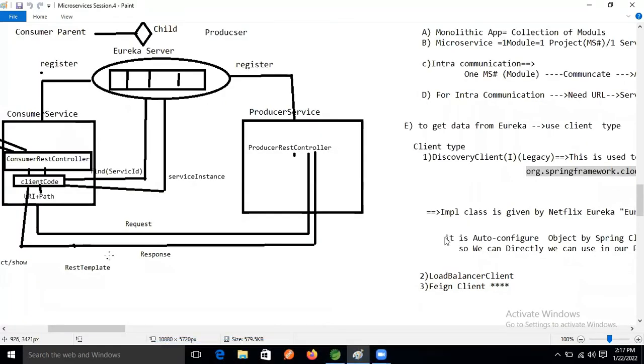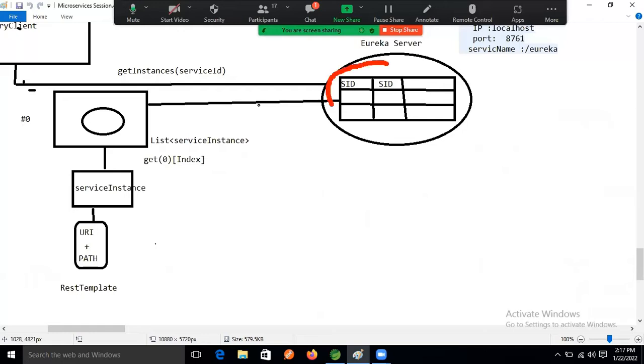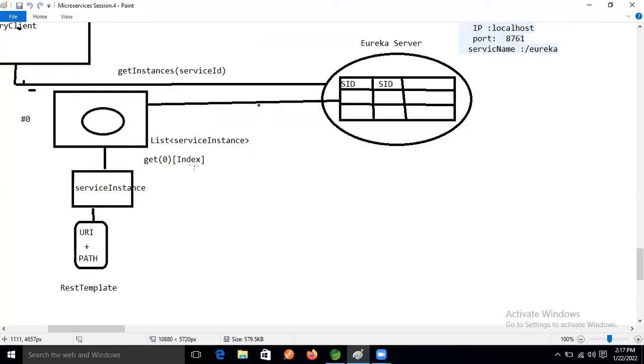At the time of fetching the instance from the Eureka server, what does the discovery client return? It returns a list of instances, a list of instances. Because of that, the load balancing is not working.